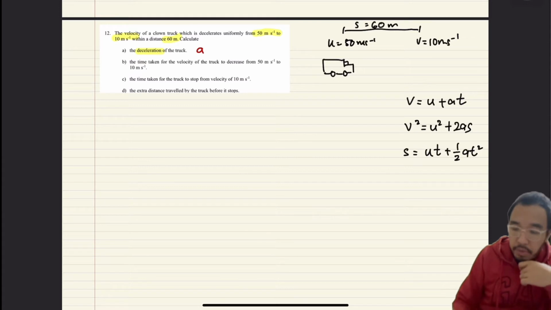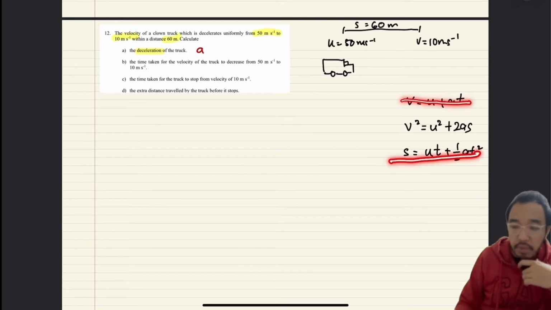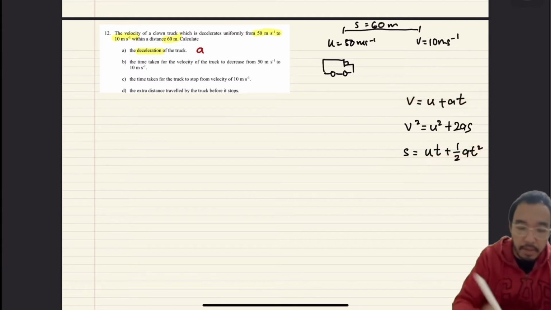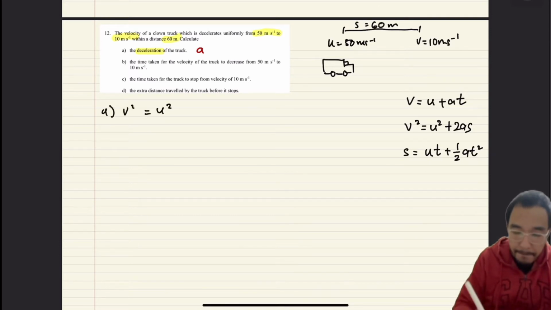If you have these three equations, okay, you have U, V, and S, and you want to find A, you don't have any time, so you can cancel out these two equations, so you are left with the second equation, which is V squared equals U squared plus 2AS. So we're going to use that one for A. Okay, so we assume that this truck is moving to the right, right? So your U and V will be positive.